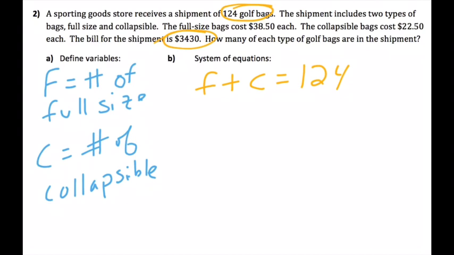Now to show the total cost is $3,430, I'm going to take 38.5, oops, I forgot to multiply by my variable there. So times f plus 22.5 times c, that's going to be 3430.